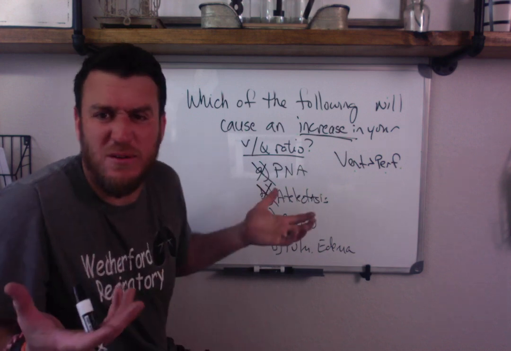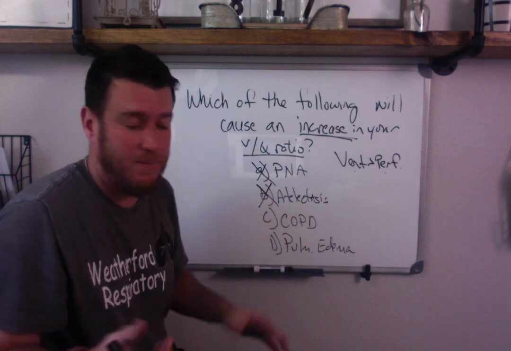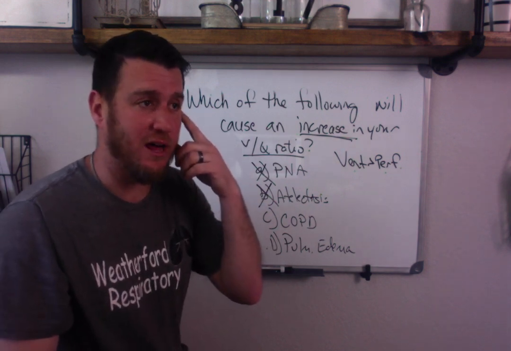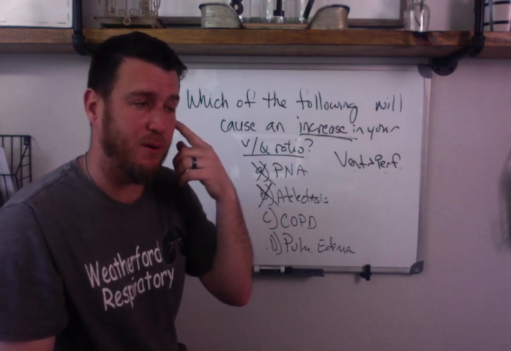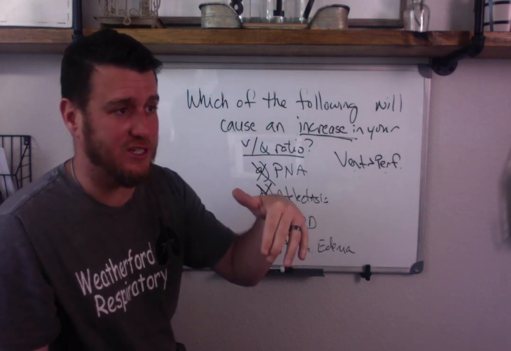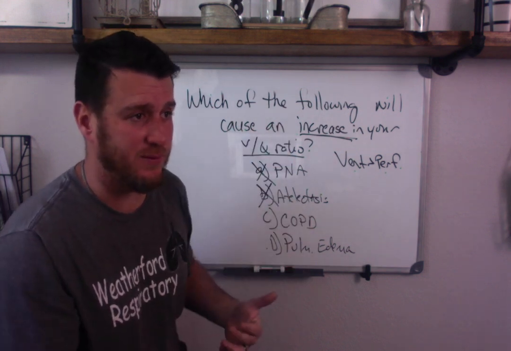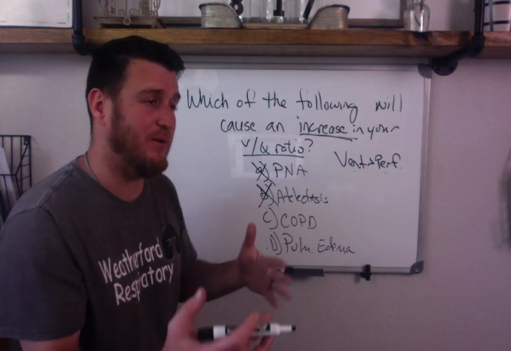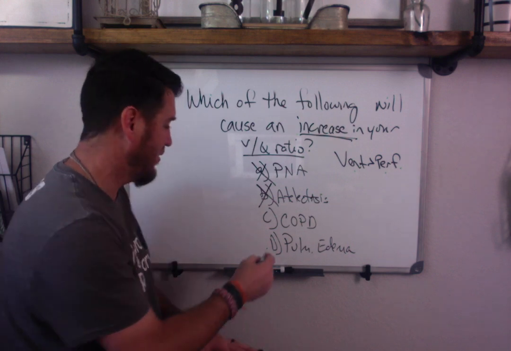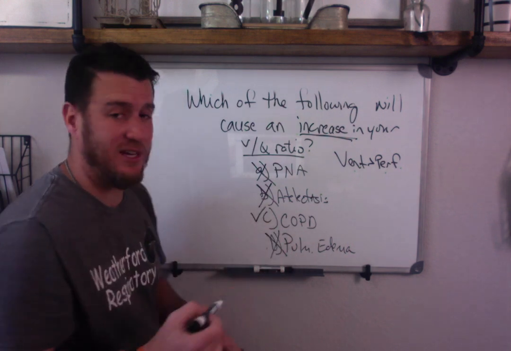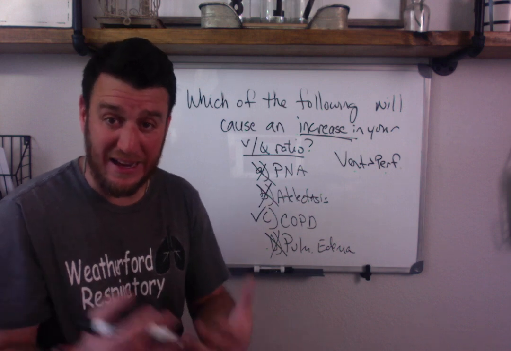COPD? I don't really know. What about pulmonary edema? Oh, wait. My alveoli are filled with fluid leaking from the pulmonary capillaries. So that would be a decrease in ventilation with an increase of perfusion. So that's not it. That would be a shunt. That would cause a decrease in the VQ ratio. So it can't be that. So the answer must be COPD. And that's the correct answer.